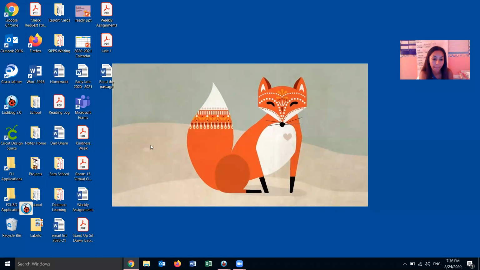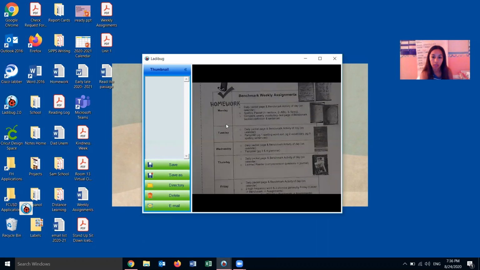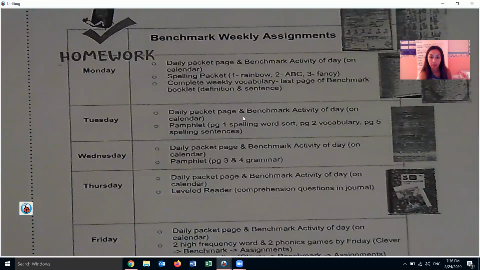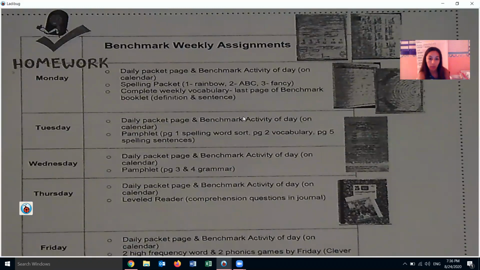I'm going to share my screen so you can see my ladybug. There we go. Okay, so our ladybug is here. So this is the assignment sheet that you have. It was sent by email, but you will also have a printed copy in your drawer for pickup. So Monday, today is Monday, August 24th.